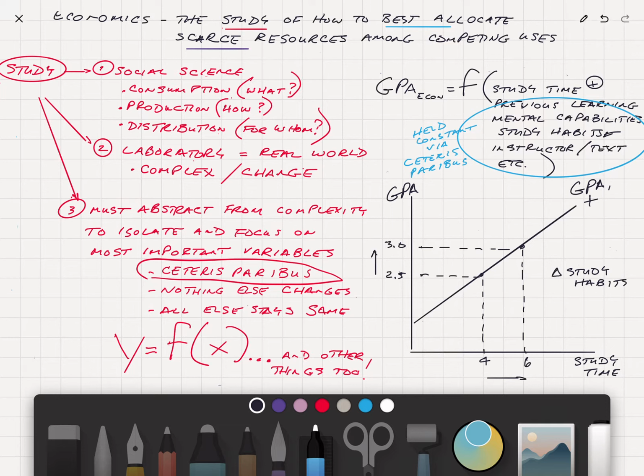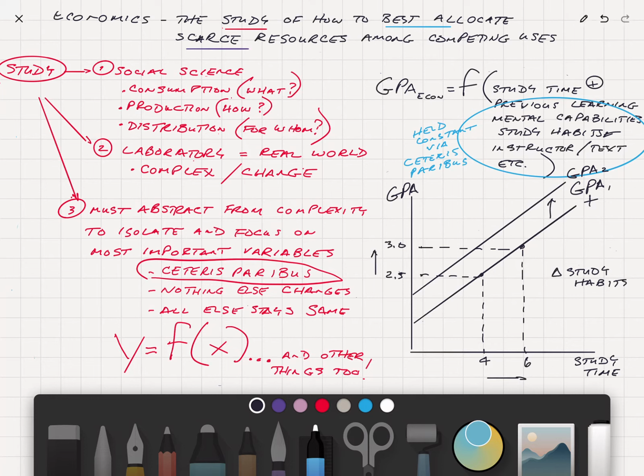So if you improve your study habits, instead of studying on the couch, watching the Blazer game, petting your puppy, and eating dinner, you go upstairs and isolate yourself in a controlled environment in your room, and you're sitting at your desk, perfect lighting, no sound, your study habits have improved. Your GPA function will shift up like this. It will go to GPA 2.